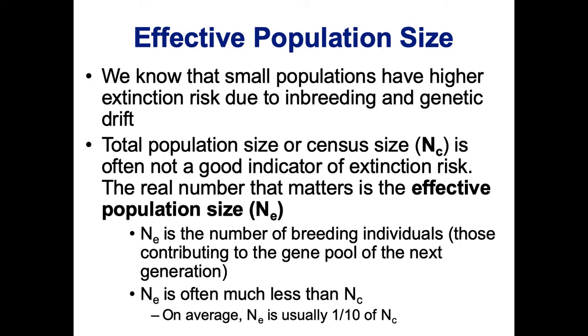The effective population size is often much, much lower than the census size. And on average, the effective population size is about 1/10 of the census size. So if you remember, the population size is all of the individuals. The effective population size is only the ones that are breeding.